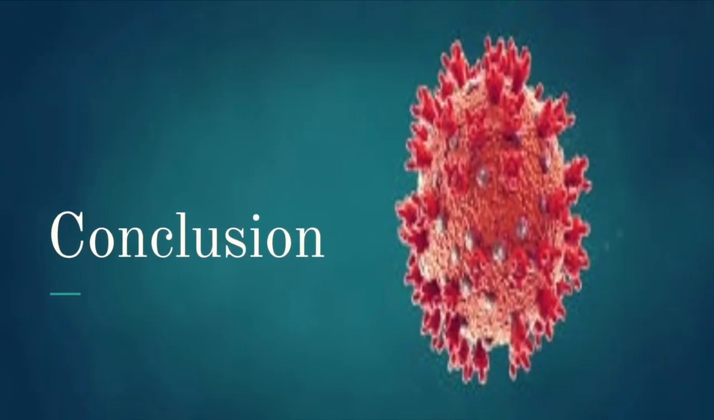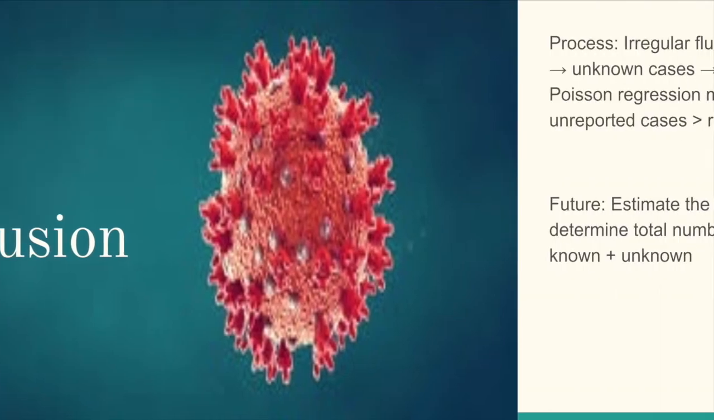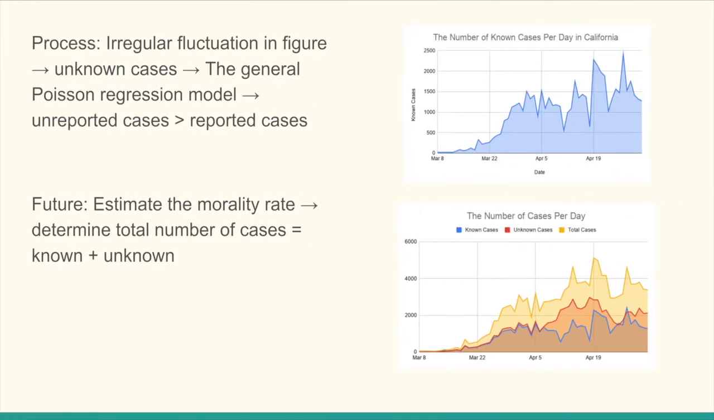Finally, it's now time for the conclusion. To sum up, the number of new known cases per day regularly showed an upward trend, as shown in the first figure on the right side. So I think that there may exist many unreported cases which were not reported by hospitals because people do not have any symptoms, or because of governance ignorance.